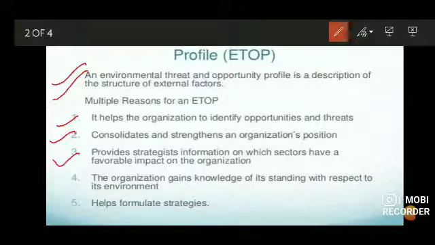Next, provides strategists information on which sectors have a favorable impact on the organization. Now, this is the most important reason for ETOP analysis, that the strategists, the people who are vested with the powers and functions of formulating strategies in an organization, and strategies are basically made in the light of the competitors to overcome them, are going to be provided with ample information to understand what the sectors are that will have a favorable impact on the working of the organization.